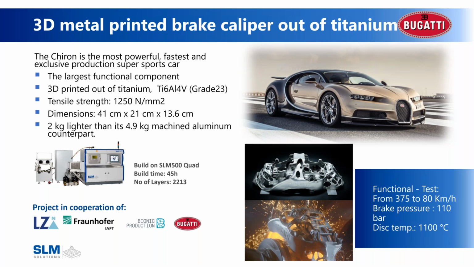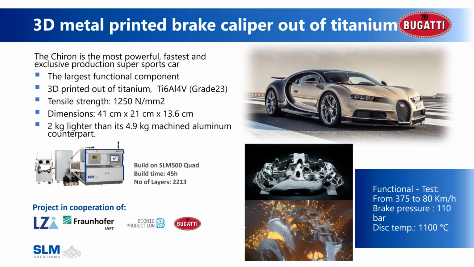Let's look at some of the numbers of this part. So tensile strength, it meets or exceeds that of the forged component there. The dimensions, very big part, but again, fits on a machine. And it's 2 kilos lighter than the machine's aluminum counterpart. So in automotive, unsprung weight is king. Reducing unsprung weight is some of the most important for performance, for economics, and value of the machine.